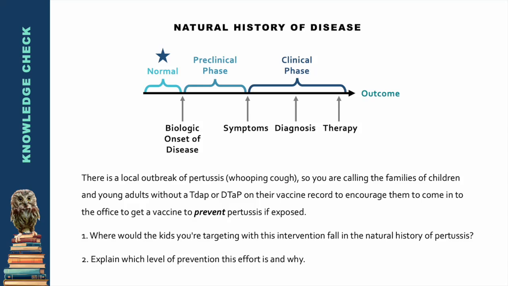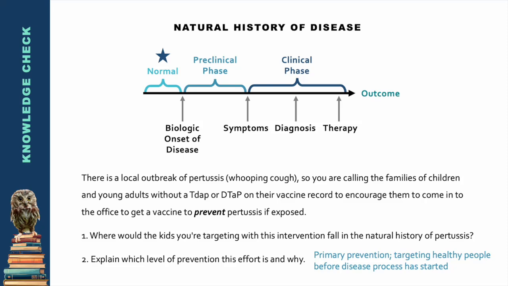While many vaccines can be used as post-exposure prophylaxis following exposure to a disease, the pertussis vaccine is not effective in preventing infection after someone has already been infected or exposed. So everyone you're targeting is before the biological onset of disease. This effort would be primary prevention because you're trying to prevent the disease before it even starts.